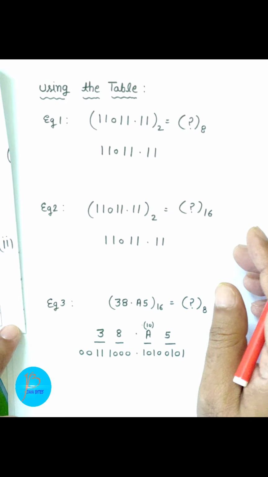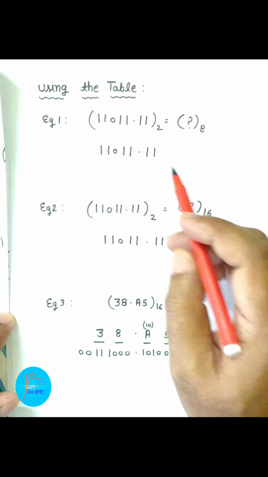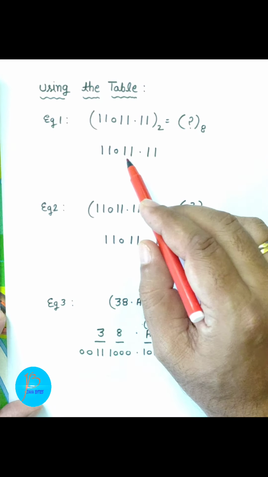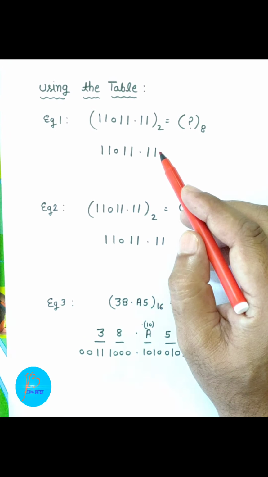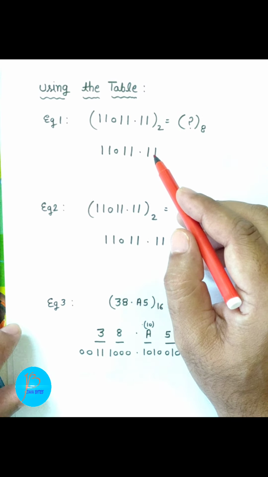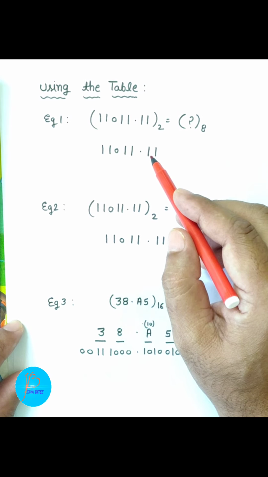Now we come back to the problem. In this problem, children, we can see that the number given is this. So what you have to do, children, just copy down the number. And now you have to convert these numbers into various groups, the groups of three digits.